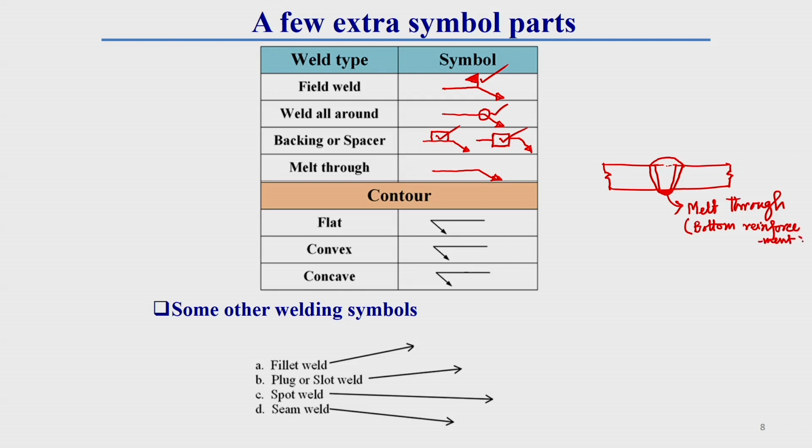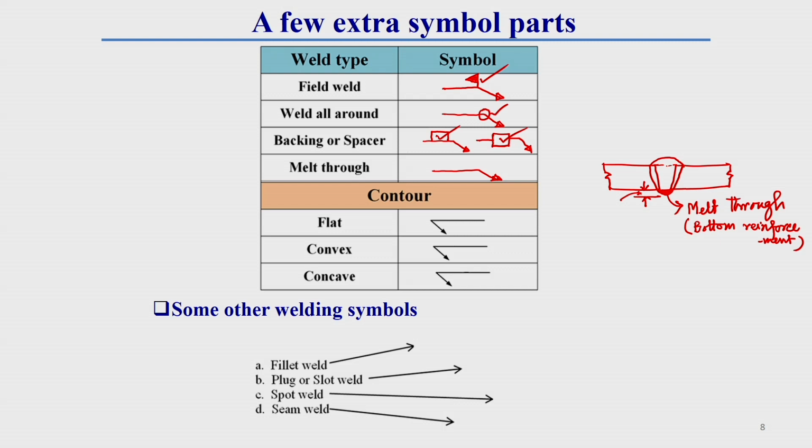This melt through is also sometimes called bottom reinforcement. This bottom reinforcement generally has a specific height. So, if it is within this specific height, then this is acceptable. If it is within an acceptable limit of this specific height, then this is good for welding. If it is excess, then this is a defect in the case of a welded joint.